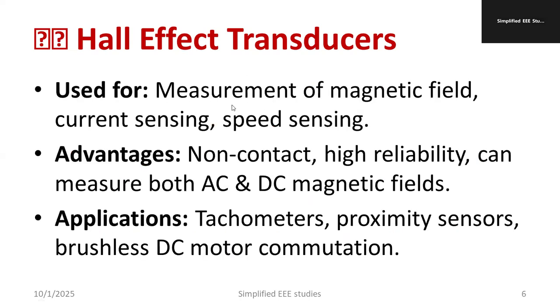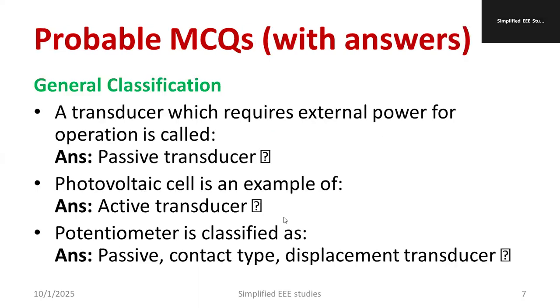Hall effect transducer is used for measurement of magnetic field, then current sensing, speed sensing, etc. Advantages: non-contact, high reliability. It can measure both AC and DC magnetic field. Applications are tachometer for speed measurement, proximity sensor to identify the position without contact, unknown detection, etc. Brushless DC motor for commutation.